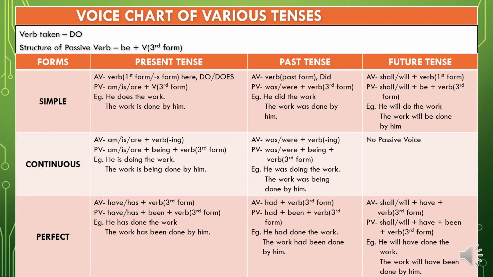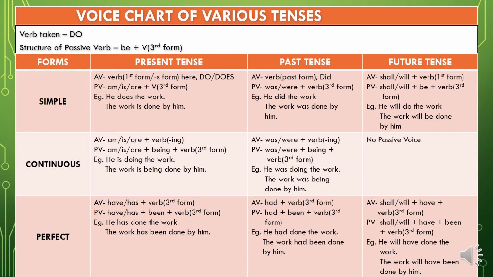In active voice it will be am, is, are plus verb ing form. He is doing the work. Then in passive it will become the work is being done by him. Why do we have to use being? Because it is in present continuous tense, so that is why the ing form is used. The ing form of the be verb is used here, and then the main verb takes the past participle form.